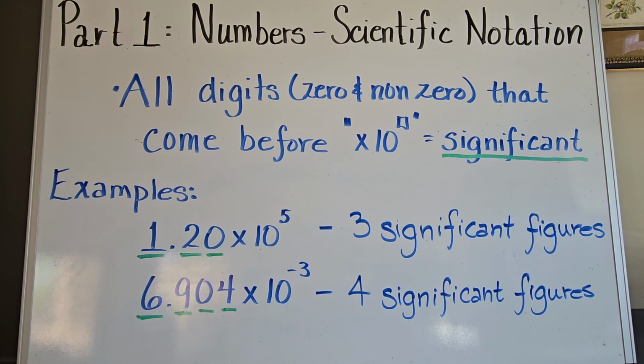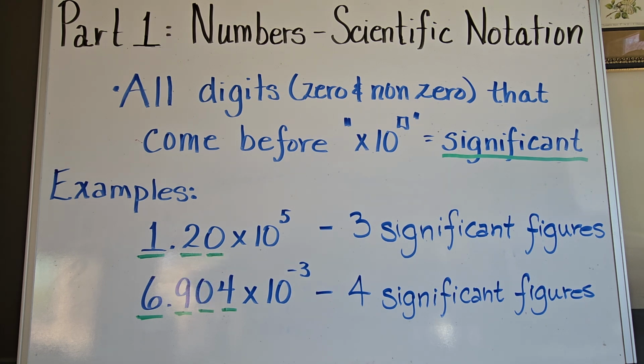Here's our first category of numbers, numbers expressed in proper scientific notation. Our general rule for numbers such as these is that all digits, both zero and non-zero, that come before the little part that says 10 to the something, that little something is an exponent, all of those numbers that come before that piece are significant. It does not matter whether the exponent is positive or negative. So let's look at some examples that I have here. Notice I have a positive exponent and a negative exponent just to show you that that doesn't matter.